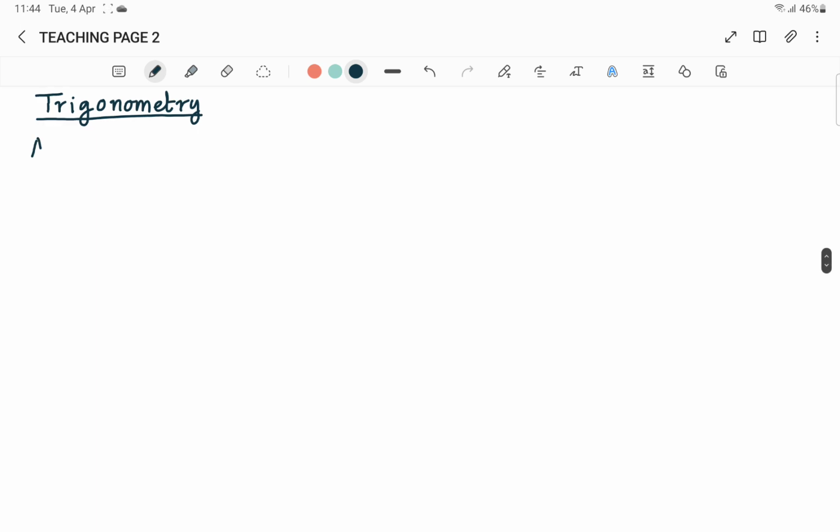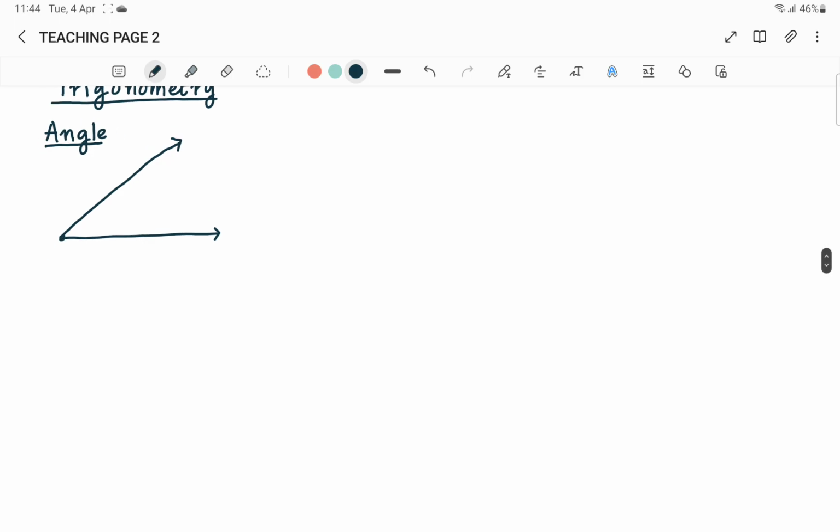So, what is an angle? How do you define an angle? An angle is defined as a union of two rays. If two rays meet at a common point, the shape formed is called an angle.